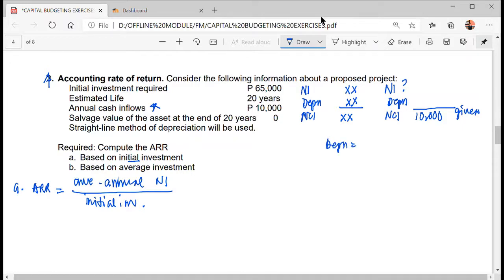So again, how do we compute the depreciation? That's cost minus salvage value, and then divide by the useful life. Our cost here is 65,000. There is no salvage value, so it is zero. The life is 20 years. So 65,000 divided by 20 years, so every year the depreciation is 3,250.